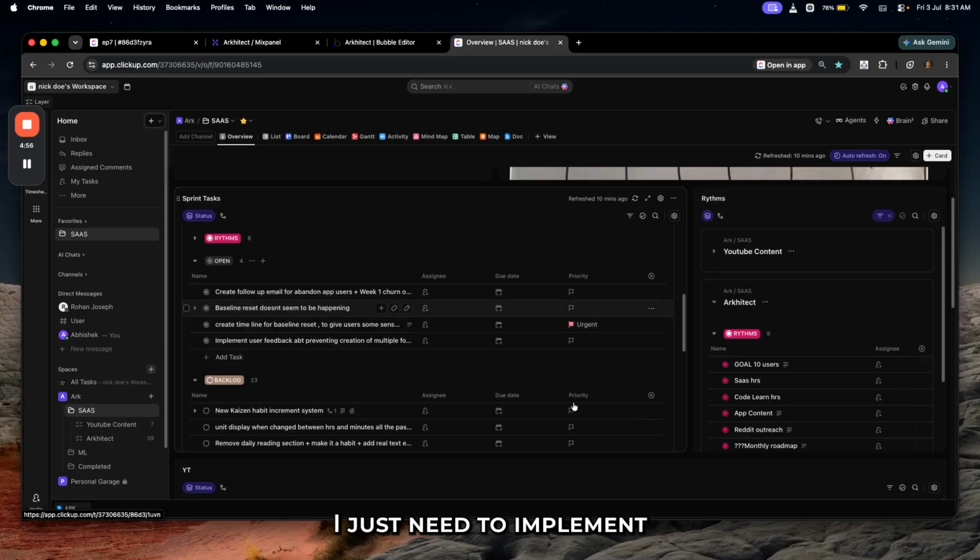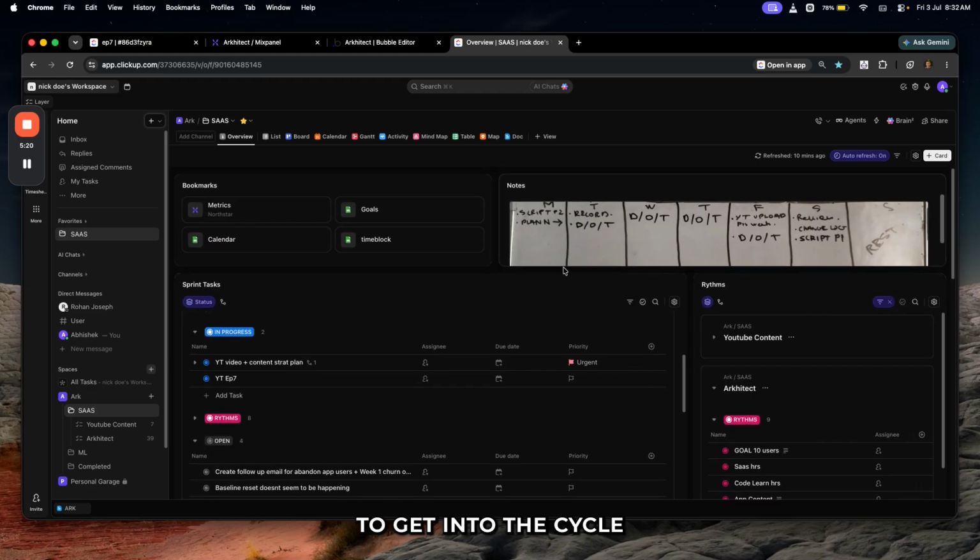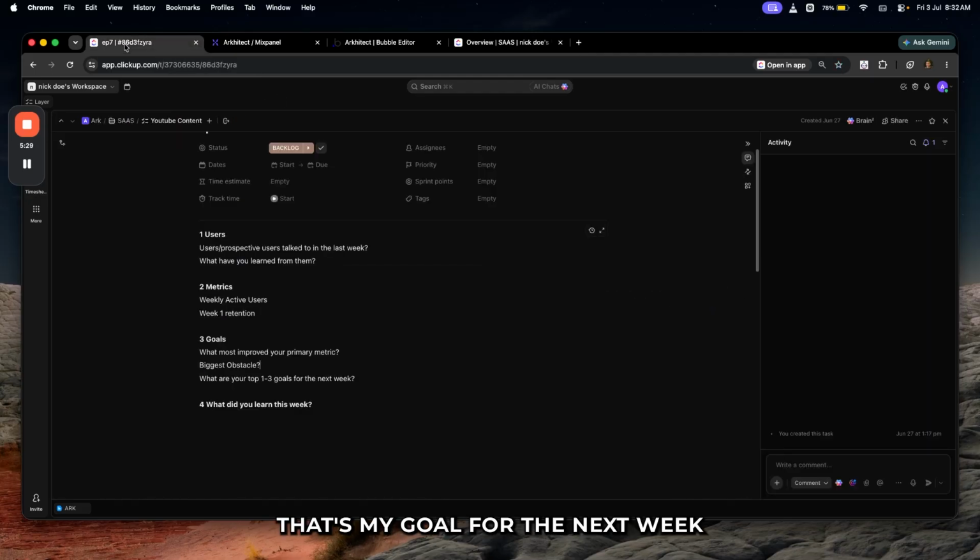Otherwise, I just need to implement some feedback. Those are all minor stuff, and I don't think the baseline reset seems to be happening. So mainly bug fixes on that, but the main one is to give them a timeline. I need to figure out how to do that. But just this week I've been trying to get into the cycle and get a bit more organized in the way I'm doing it. That's my goal for the next week.